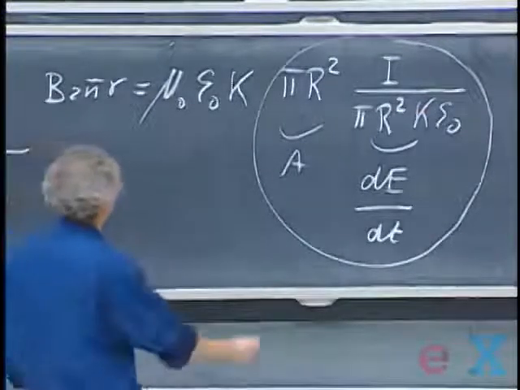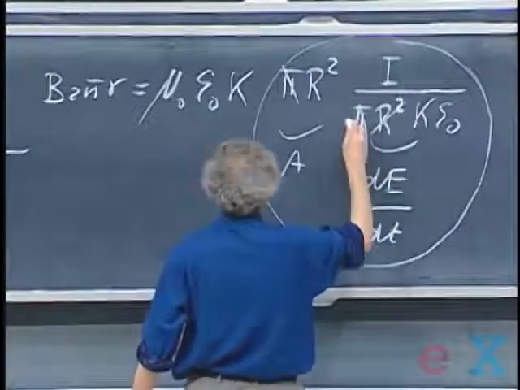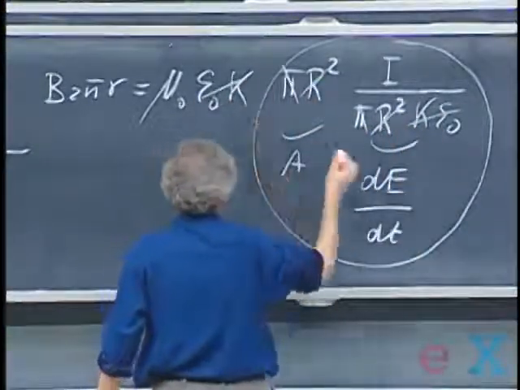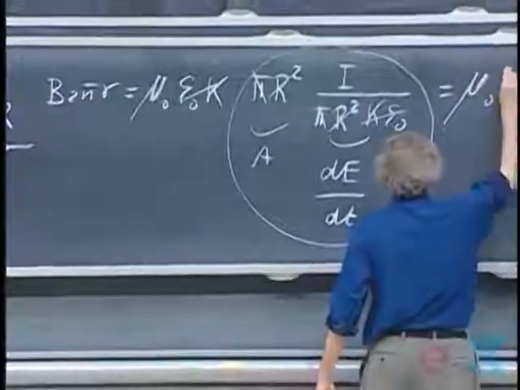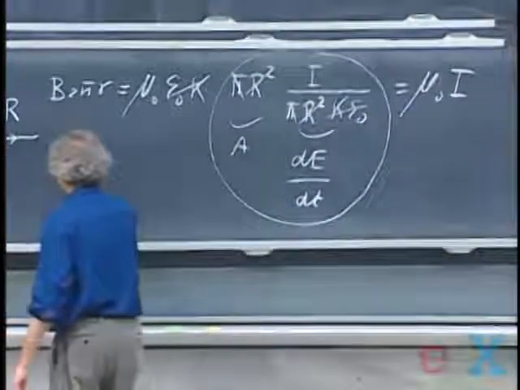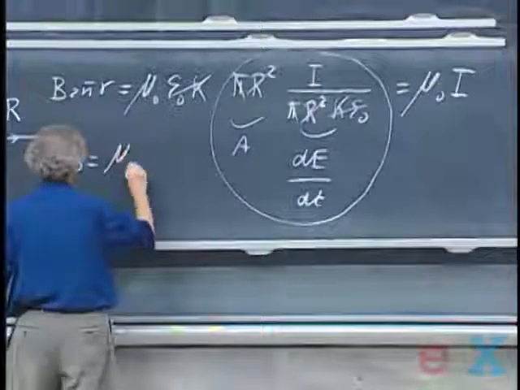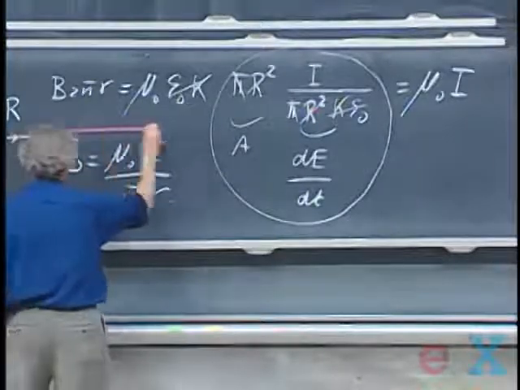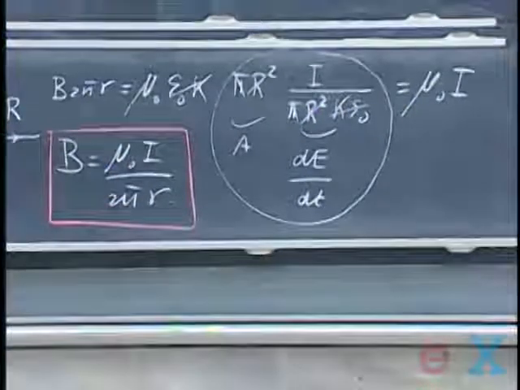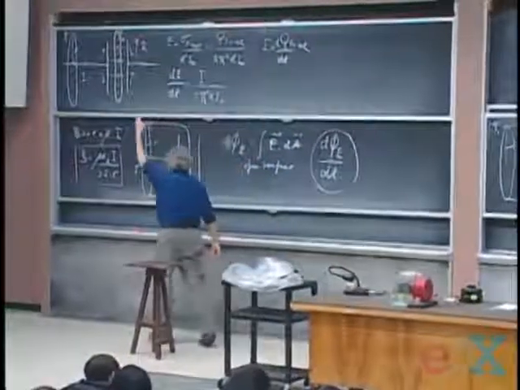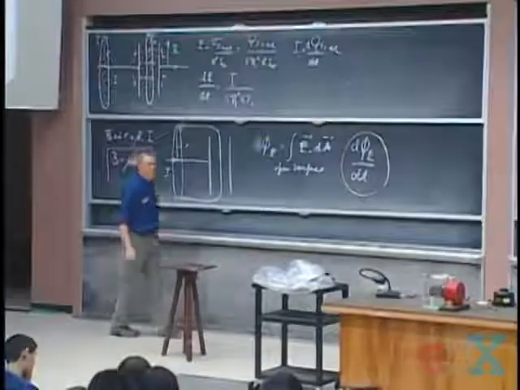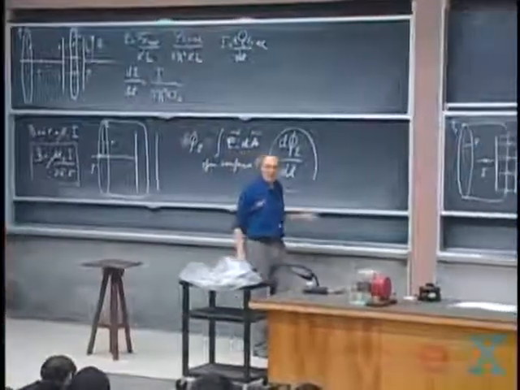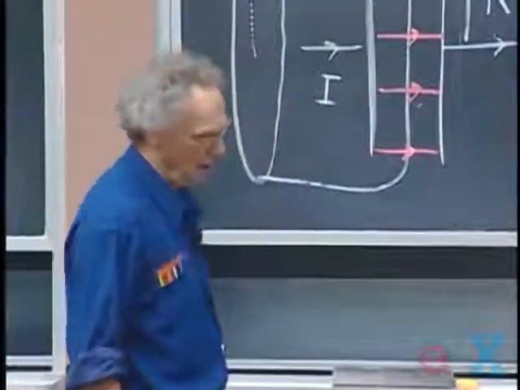Well, let's look at our results. I lose a pi. I lose my R squared. I lose my kappa and epsilon 0, and look what I get. I get mu 0 times I. That is truly amazing. So I find now that B equals mu 0 times I divided by 2 pi little r, which is exactly what we had before. Hooray for Mr. Maxwell. Because now it doesn't matter anymore whether you take the flat surface or whether you take the bagged surface. You now get the same answer. In one case, there is no contribution from the displacement current term, and in the other case, there is no contribution from the first term, the real current.